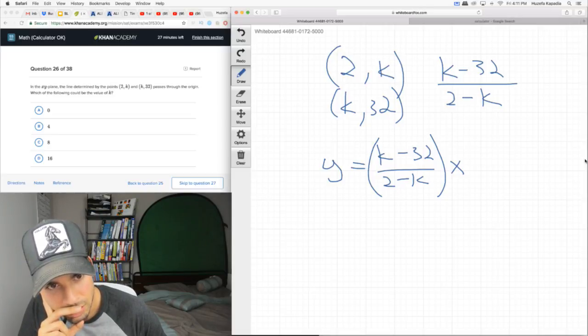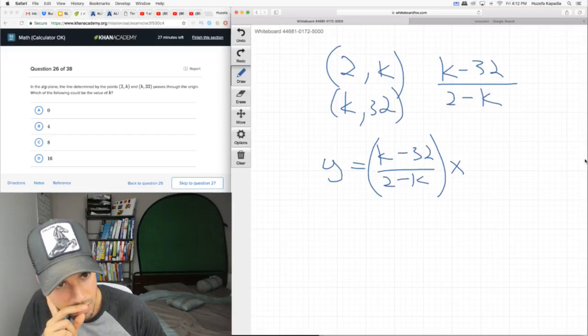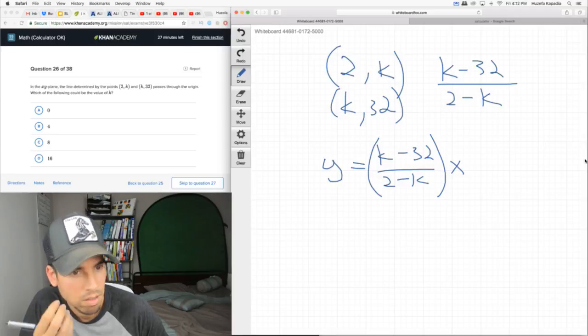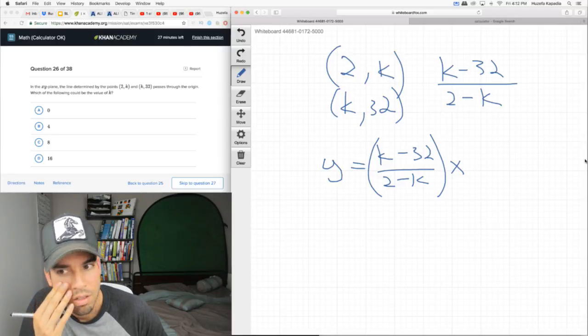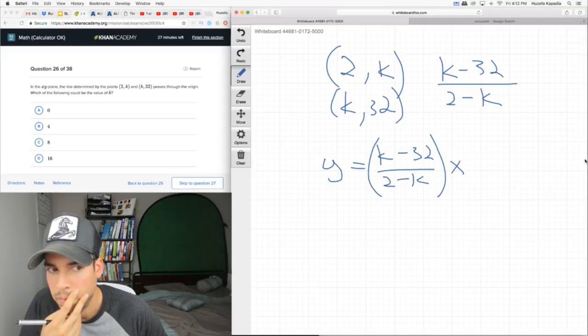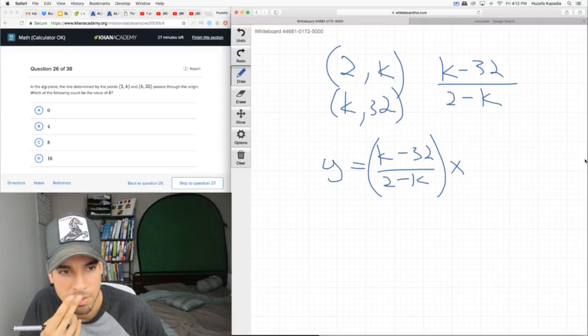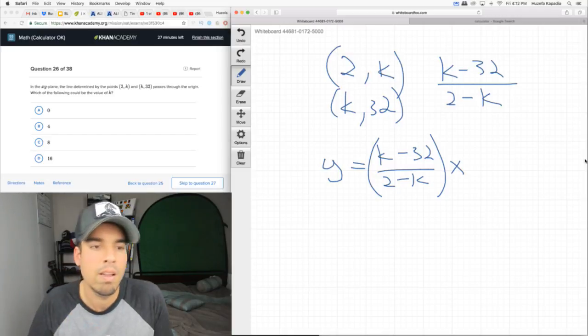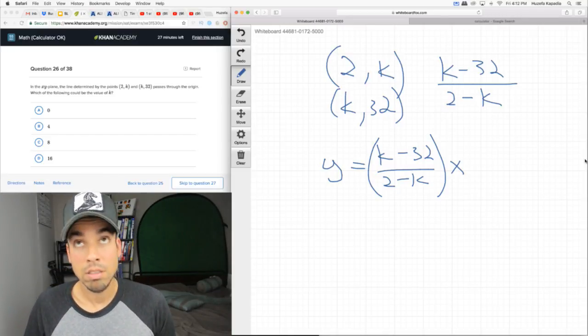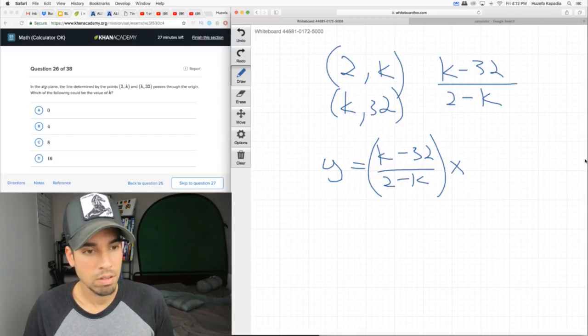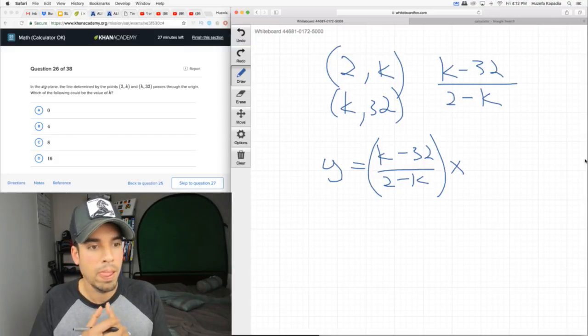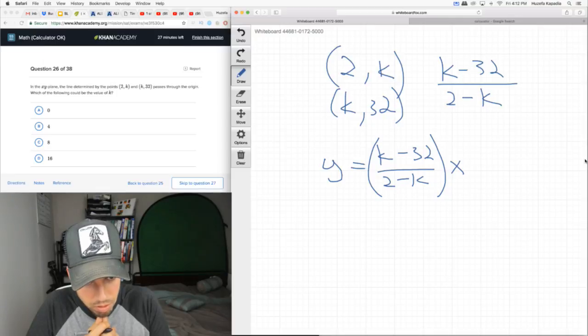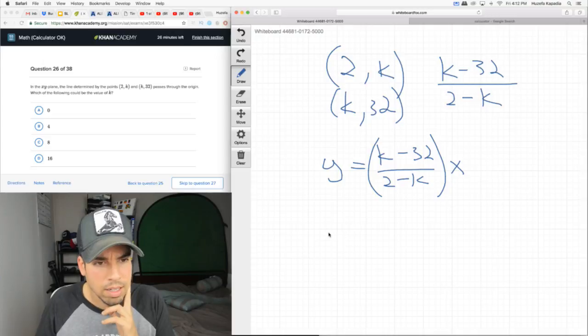Right, no y-intercept. If it were 16, it'd be 16. Wait, did I set that up right? K minus 32 over 2 minus k is the slope. And then 16 would be... I'm confused. Oh, wait a minute. Hold on. I think I get it.